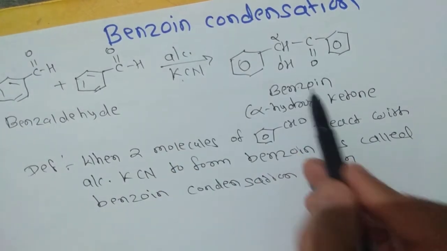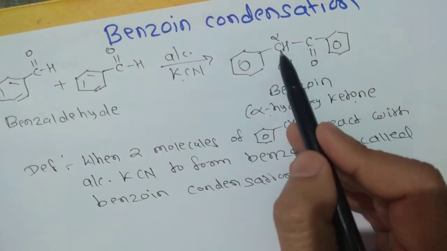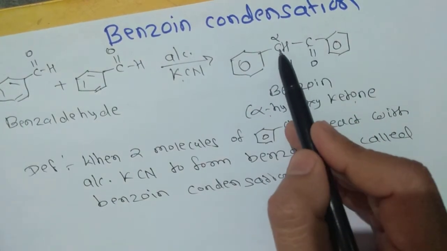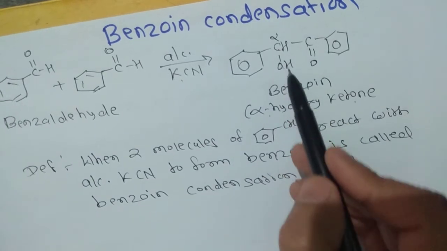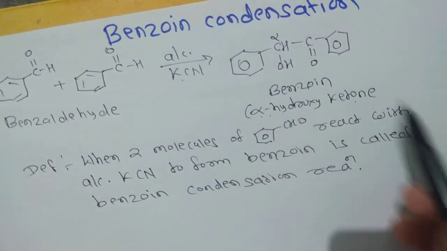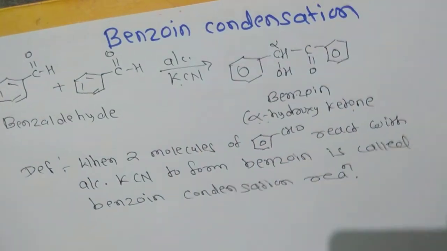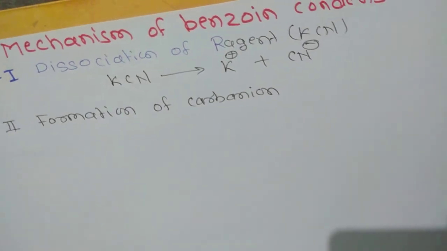This benzoin is also called an alpha hydroxy ketone because next to the carbonyl carbon, the alpha carbon atom is present, and on it the OH group is present. This OH group is called the alpha hydroxy group. That is why benzoin is also called an alpha hydroxy ketone. Then we will see the mechanism of the benzoin condensation reaction.